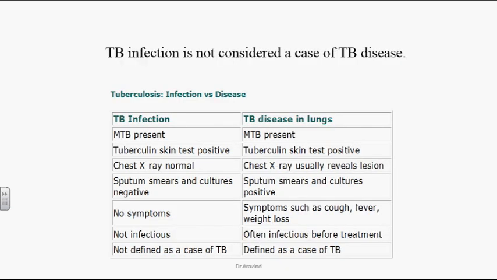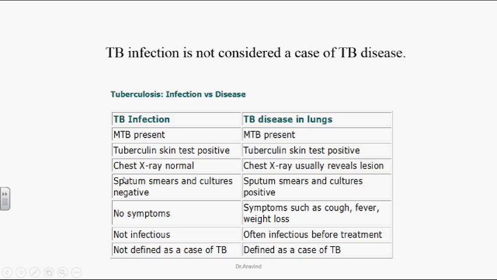So TB infection is not considered as a TB disease. TB infection is different from tubercular disease. So we can see the differences between tubercular infection and tubercular disease. In tubercular infection, Mycobacterium tubercular organisms are present. Whereas in tubercular disease in the lungs, the organisms are present here also. The tuberculin skin test is positive in tubercular infection, and in tubercular disease, the skin test is also positive.